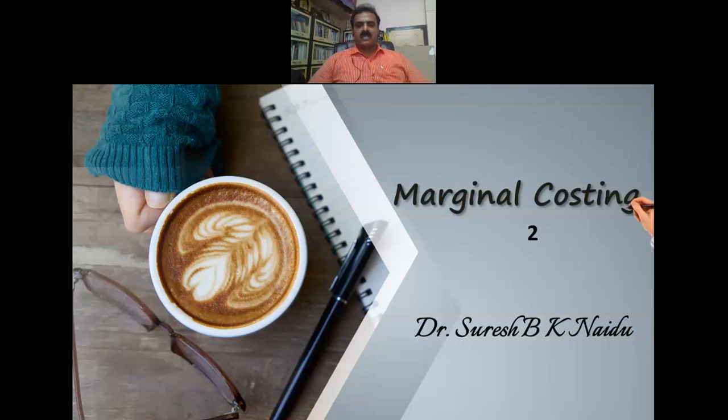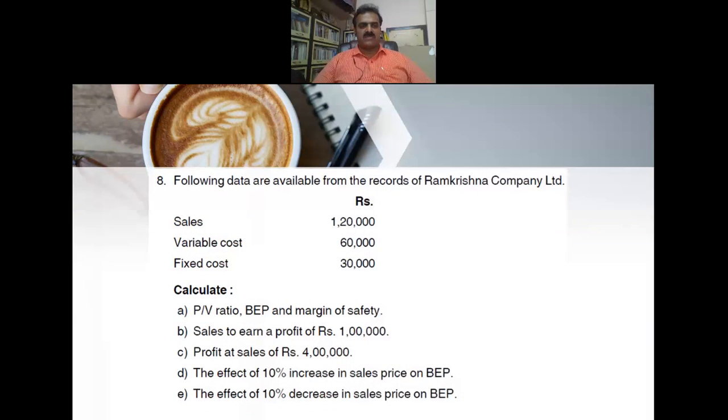So let us understand the problem which is given to you, where the details are given with respect to Ramakrishna Company Limited. The sales value is 1,20,000, variable cost is 60,000, and fixed cost is 30,000. These three things are given. Based on this, you are required to calculate. There are five sub questions.